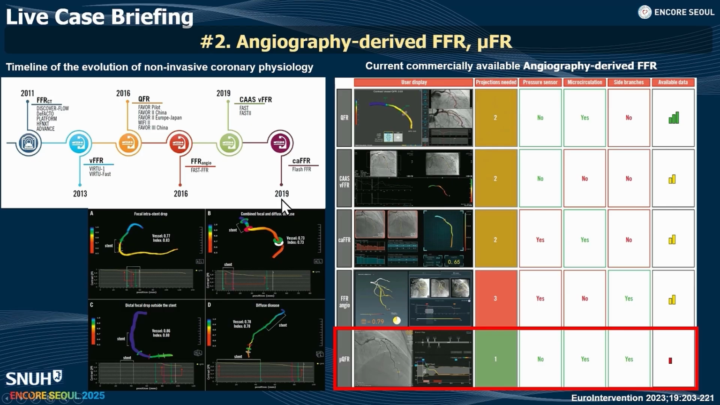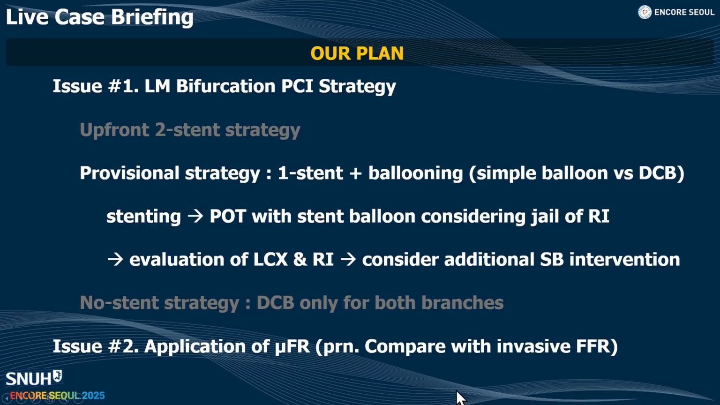Finally, mu-FR was developed. Different from the previous measures, mu-FR requires just one projection angle. Thus, it is possible to measure the side branch procedure simultaneously with main vessel physiology, but accumulated data are limited. Thus, our plan for these patients is just a provisional strategy, one stent plus balloon.